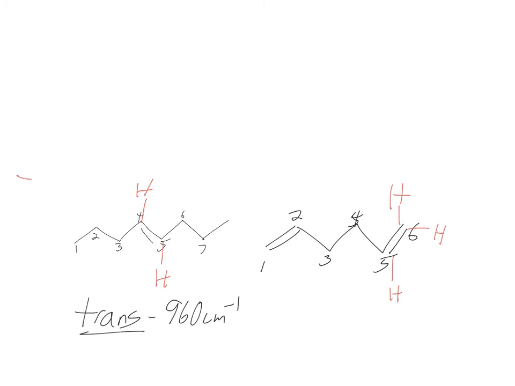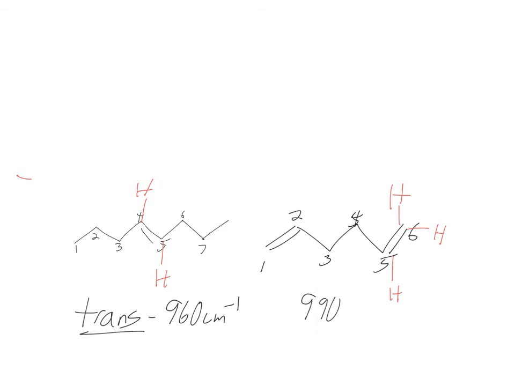So be careful. It refers to how many hydrogens have been replaced. So how many hydrogens have been replaced here? 1. So then it'd be mono. And if two H's are on the same carbon at the end, we call that terminal. So it's a monosubstituted terminal alkene. What's the number for those?